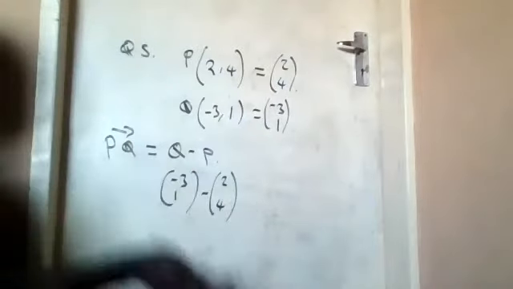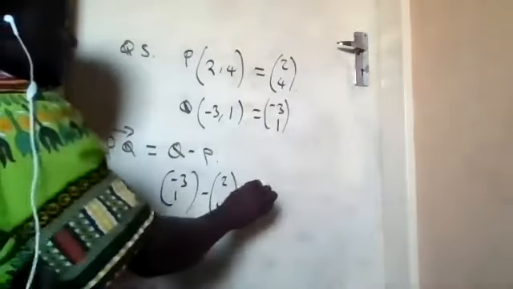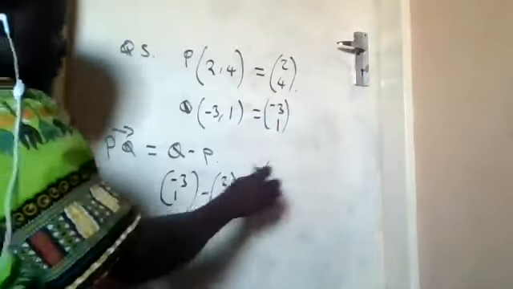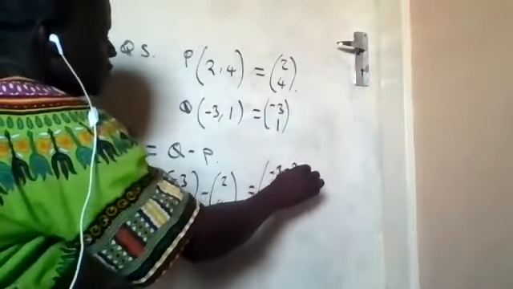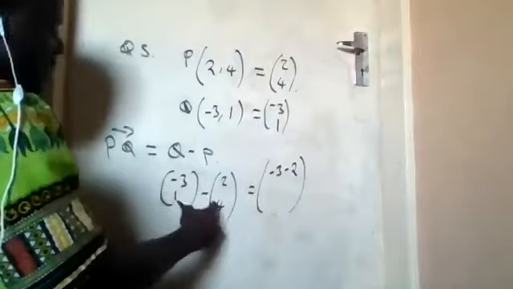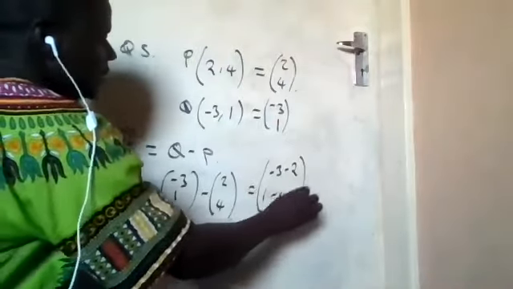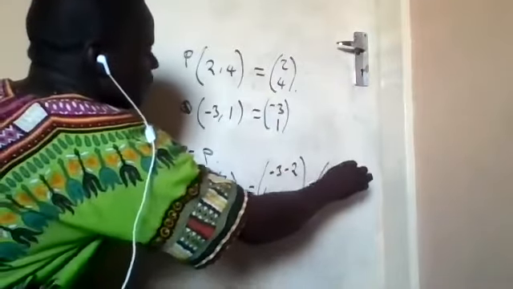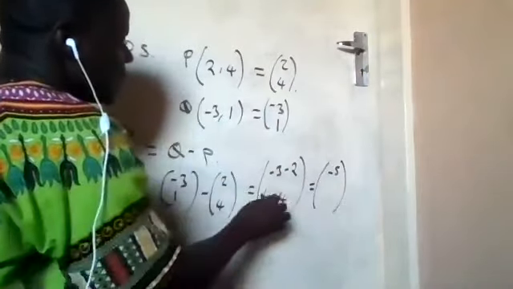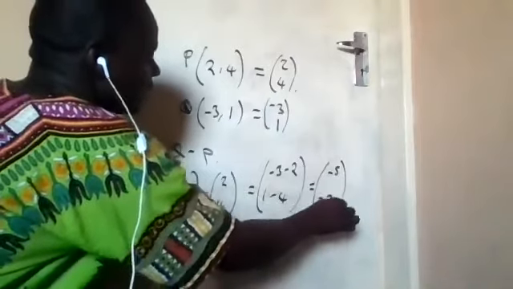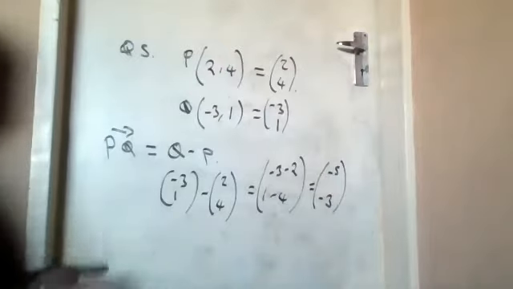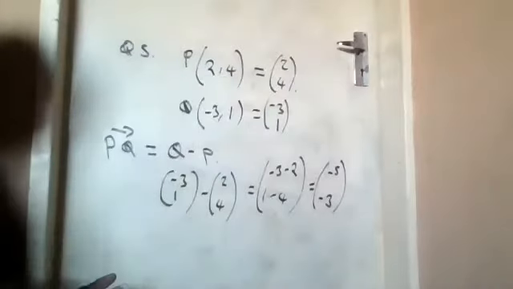It has even now gotten easier because this means -3 minus 2, then 1 minus 4. And when we subtract these, -3 minus 2 we are going to have -5, and 1 minus 4 is -3. So that is how you can express PQ as a single vector, as a column vector.